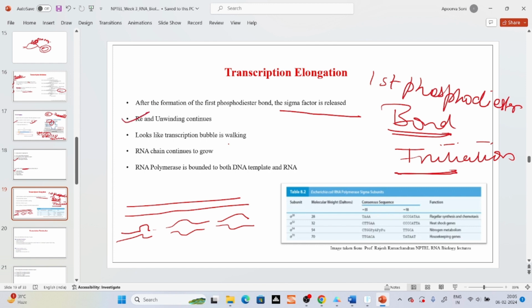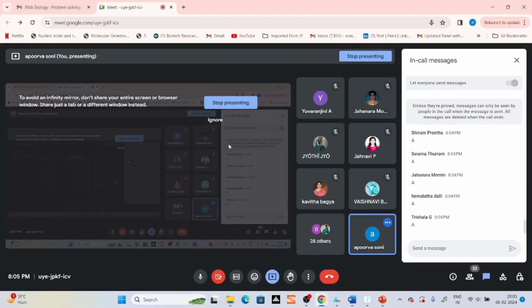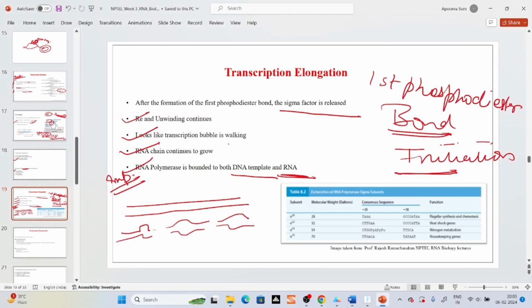So it looks like the transcription bubble is walking and the RNA chain continues to grow, and RNA polymerase is bound to both the DNA template and RNA. This point is important, that RNA polymerase is bound to both the DNA template and the RNA. So this is what transcription elongation is. There is much more to study about transcription initiation. Transcription elongation is basic: the unwinding and rewinding continues, it looks like a transcription bubble is walking and the RNA chain continues to grow. Okay, this is your transcription elongation.